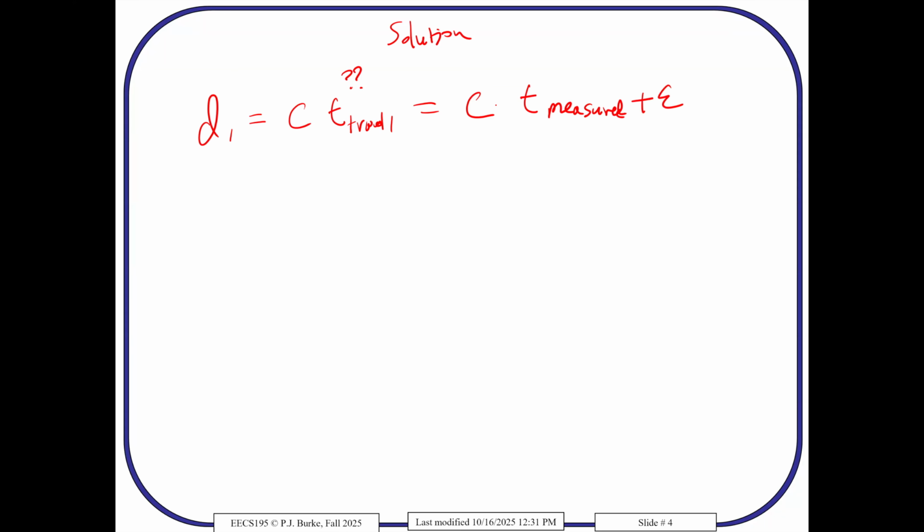The solution to that problem is to add a 4th satellite. So D1 is going to be C times T travel 1. But we don't know what T travel 1 is because our clocks aren't very good. We know it's T measured plus an error. That's the error in our ground-based clock. So we don't know that. This is unknown.